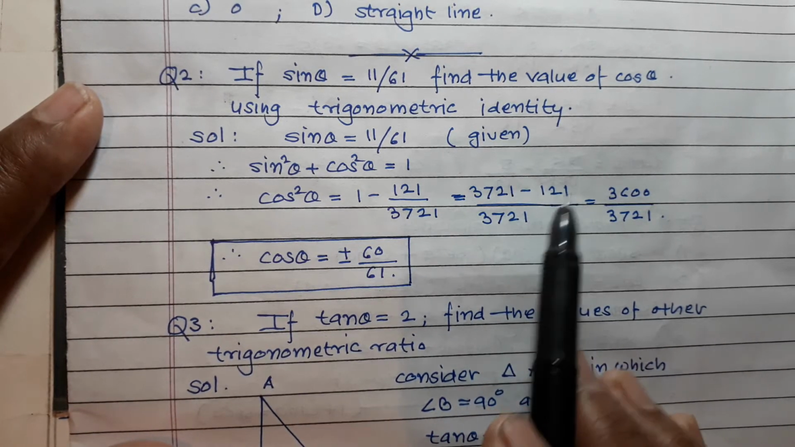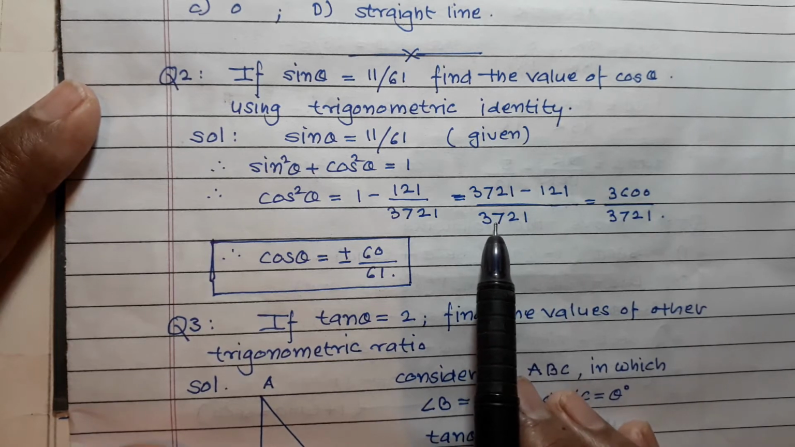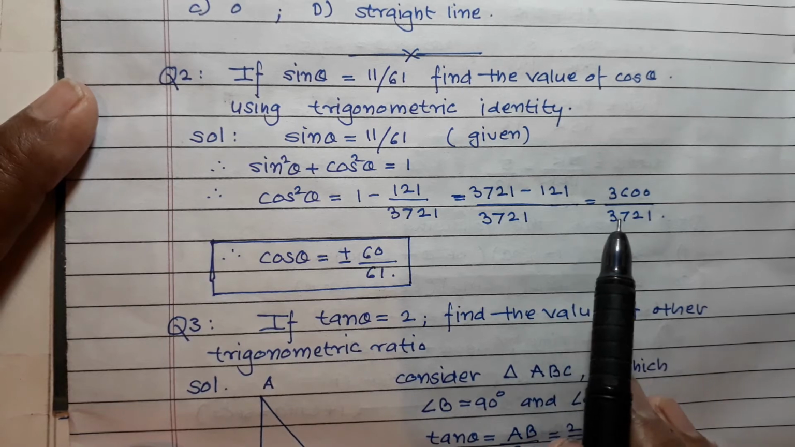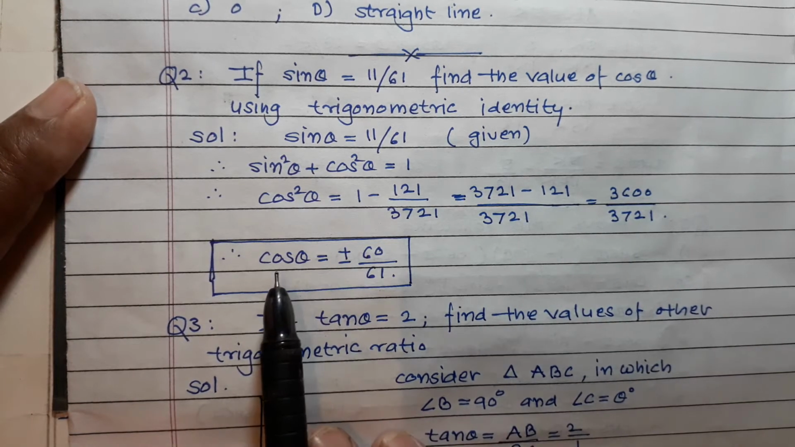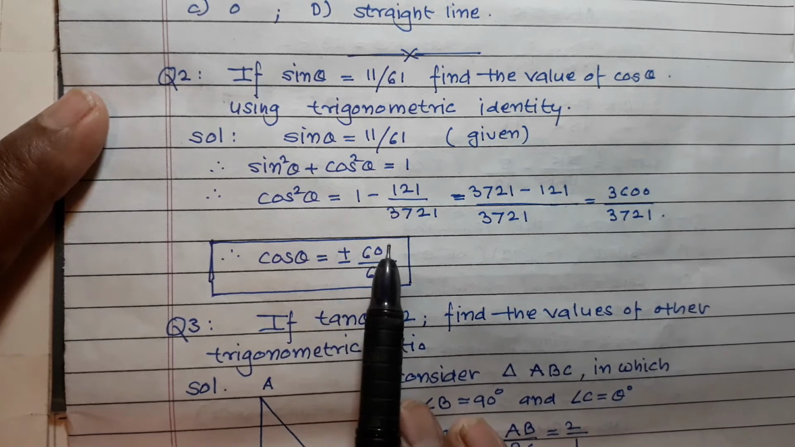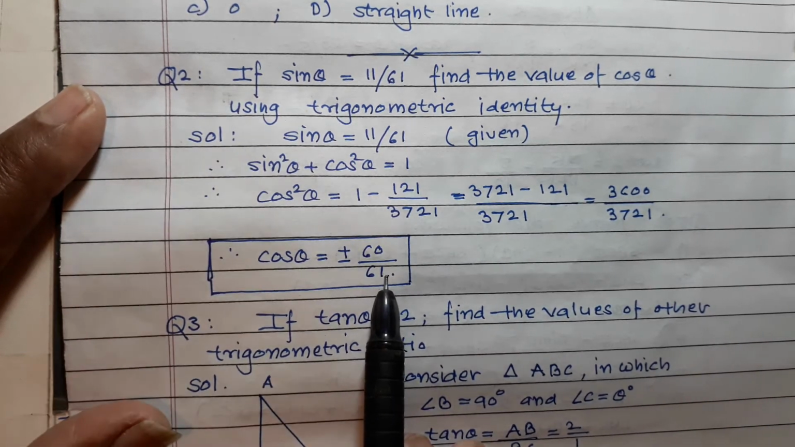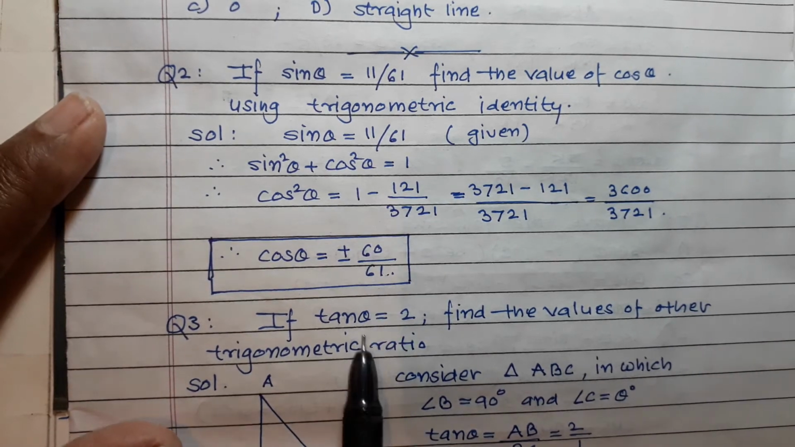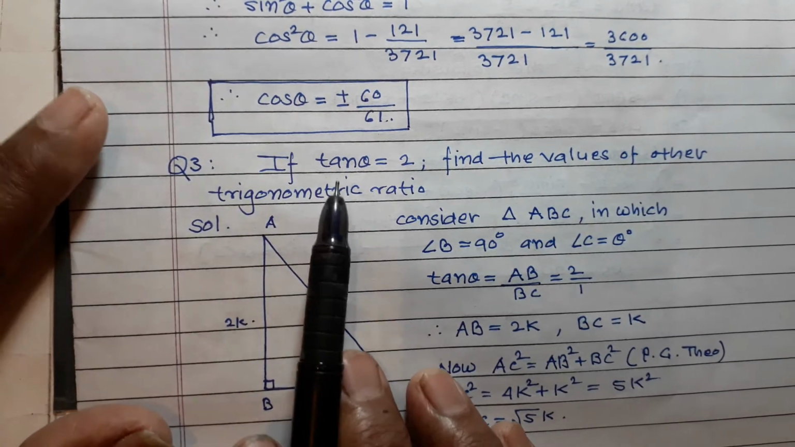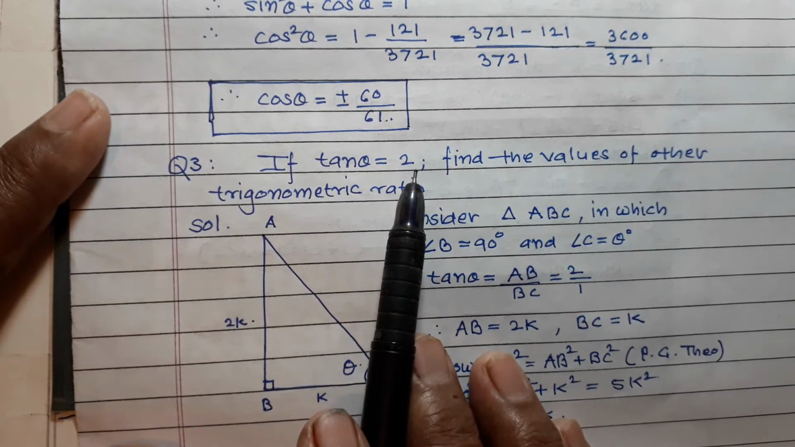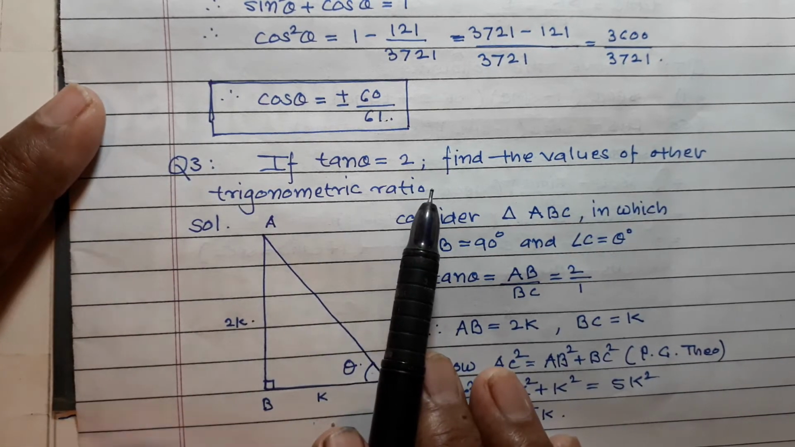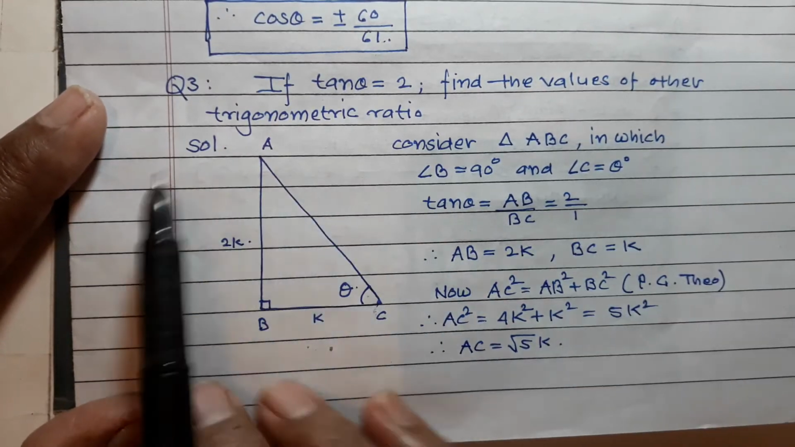3721 minus 121 upon 3721 is equal to 3600 upon 3721, and hence cos theta is equal to plus or minus 60 upon 61. Okay. Question number 3. If tan theta is equal to 2, find the value of other trigonometric ratios. Solution.